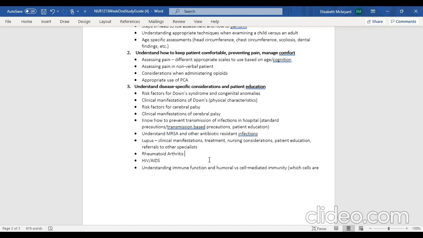HIV, AIDS, same things. What kind of labs and stuff are you looking at? Let me put that in here. So symptoms, labs, etcetera. And then with HIV, you also need to know the stages, like initial versus later, right? You need to know side effects, like I said, of the HIV treatment, manifestations of HIV.